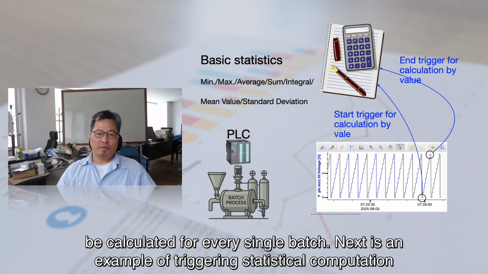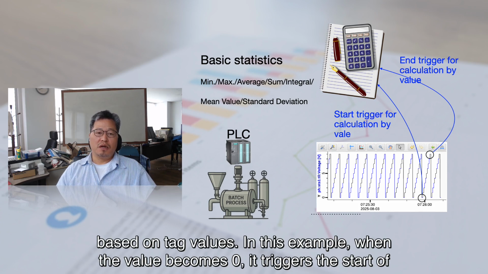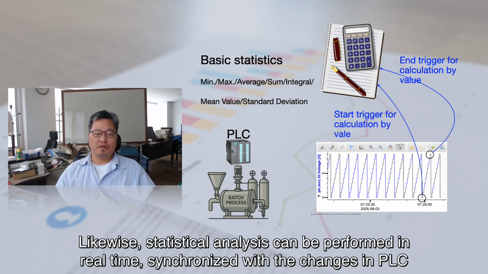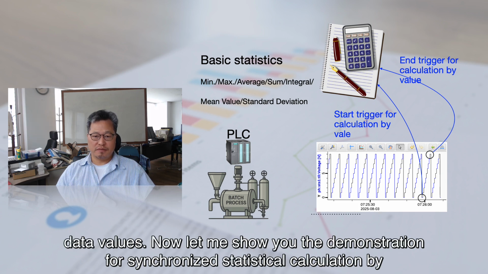Next is an example of triggering a statistical computation based on tag values. In this example, when the value becomes 0, it triggers the start of a statistical computation. When the value reaches 9, it triggers the end of the computation. Likewise, statistical analysis can be performed in real time, synchronized with the changes in PLC data values.